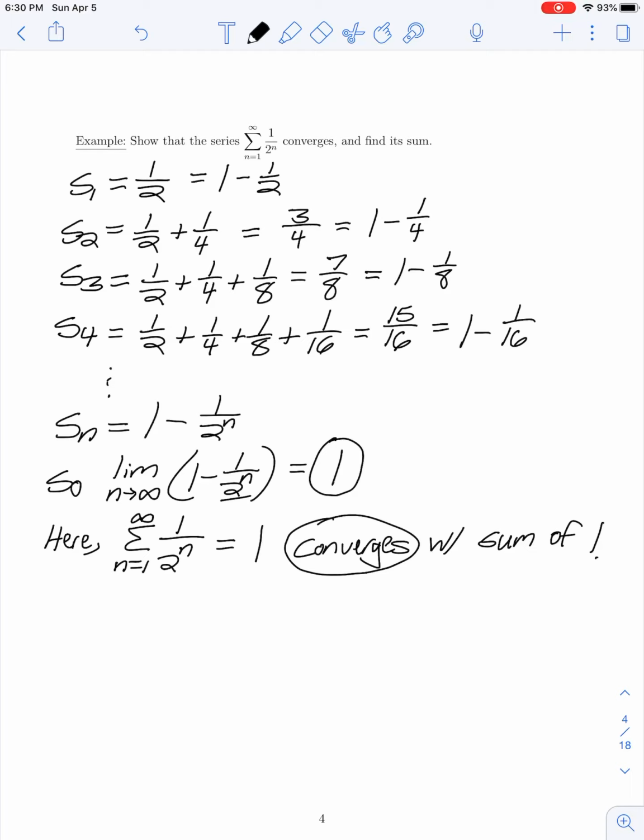So in these first few examples, we're seeing that one way that we could try to determine the convergence or divergence of a series is by listing the first few partial sums, seeing if we can recognize a pattern for the nth partial sum, and then take our limit.